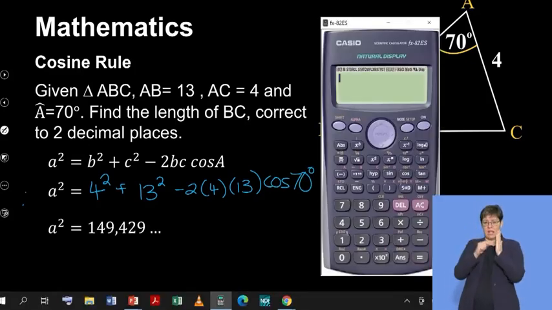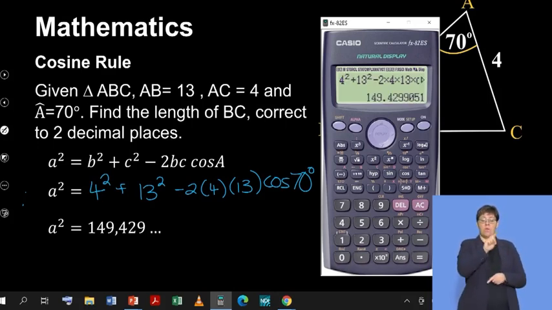Okay, let's punch this into the calculator. So it's 4 squared plus 13 squared minus 2 times 4 times 13 times the cos of 70 degrees. Our calculator brings up an answer of 149.429. We're not going to round this off right now. Remember, we're looking for the length of a, not a squared. So we still need to find the square root of this answer. Just go square root of your last answer, and now you have the value for the length of side a.